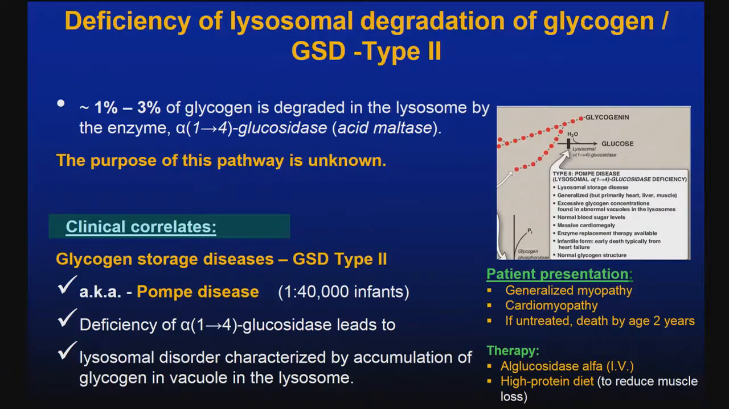So it's good to give the patient also a high protein diet, okay, to reduce the muscle loss, because the muscles start dying, trying to compensate. So if you give the high protein, it can reduce the muscle damage, okay. So this is the Pompe disease, and it's very important, as I said, about 1 in 40,000 infants are affected by this disorder.